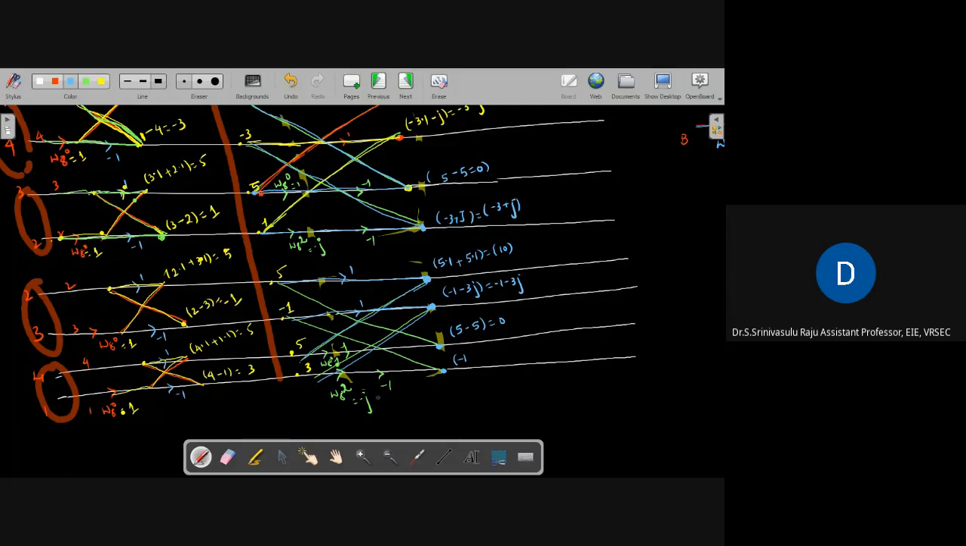3 multiplied with W8 of 2. That means 3 into minus j gives minus 3j. Again multiplied with minus 1. So we'll have here minus 3j multiplied with minus 1 gives plus 3j. So minus 1 plus 3j.